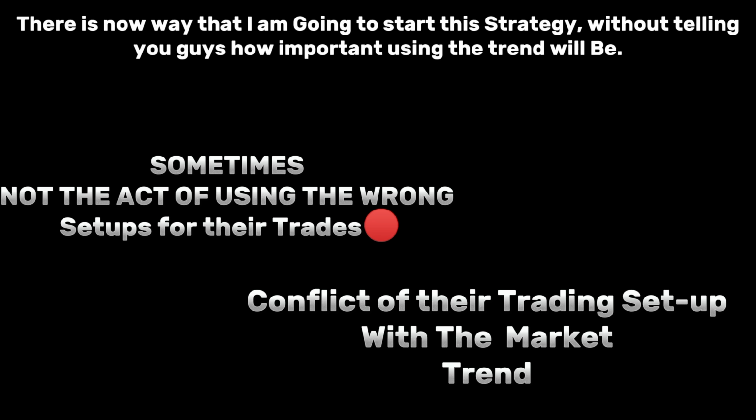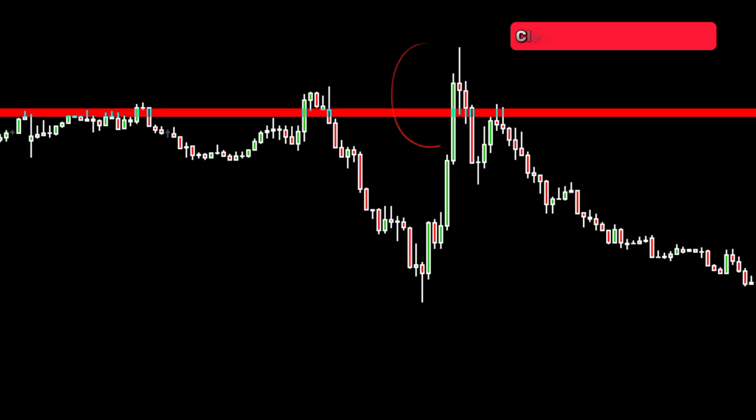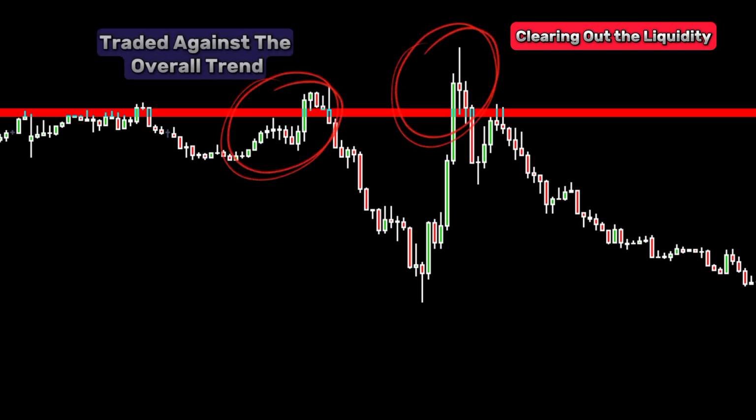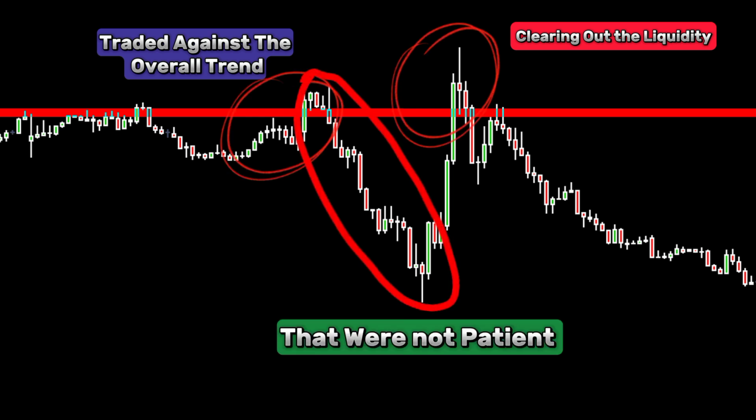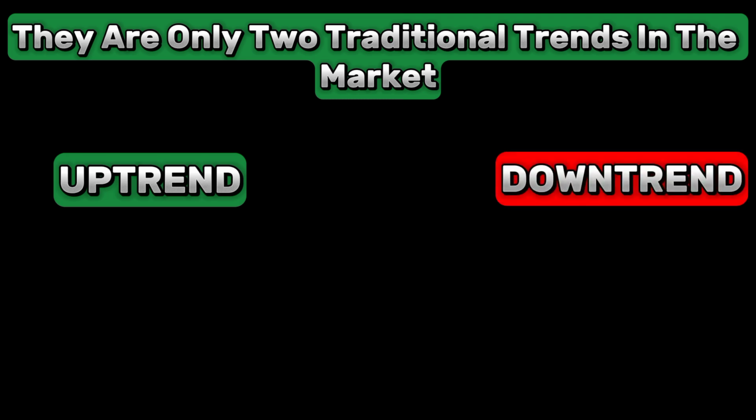But the truth is that the only way to trade liquidity and make profits is to trade them along with the trend. The markets will only move up or down after clearing out the liquidity from the traders who traded against the overall movement of the market, or the traders that were not patient enough to wait for the right time to enter a trade according to the overall trend of the market. Follow me carefully. This will begin to make a lot of sense when we start trading the strategy. There are only two traditional trends in the markets, the uptrend and the downtrend. Every other one is a pause in between the trends. The uptrend starts like this and the downtrend starts like this.